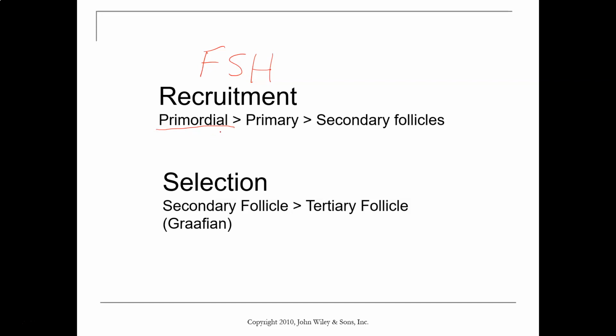And I don't know the exact number, but we're talking maybe 100, or not all of them, certainly not. Just a small percent of the primordial follicles will bind with this follicle stimulating hormone and develop into primary follicles and then into secondary follicles. So recruitment is the phase when, under the influence of FSH, some primordial follicles become secondary follicles.